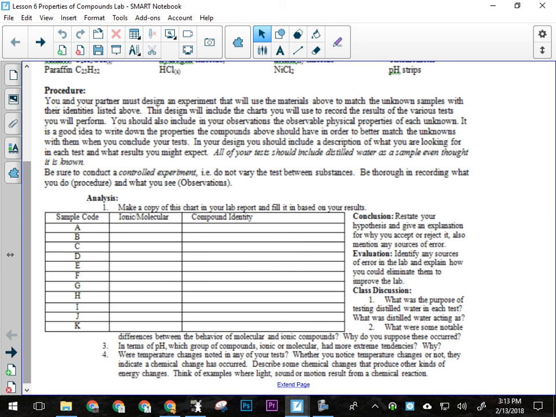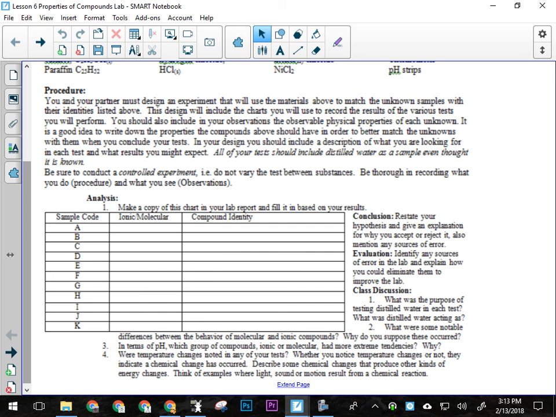Sample A was molecular and it was water, or whatever you think it was. For your conclusion, copy and paste your hypothesis, and then using what you were able to do here and your data, explain to me: do all substances have unique physical properties? Did that allow you to figure out what they were? That's what you have to say. If you were able to do that, then your hypothesis is acceptable. If you weren't, then you have to reject it.